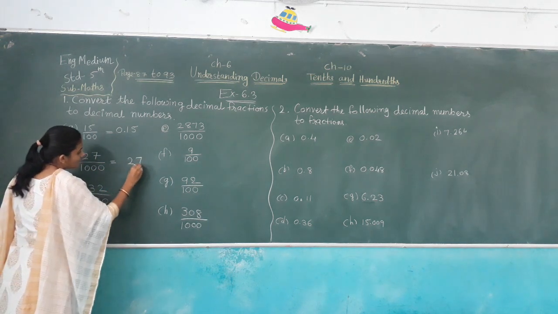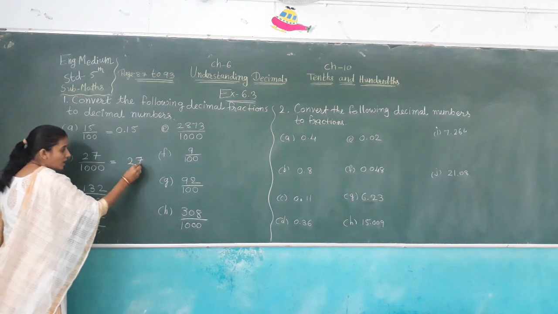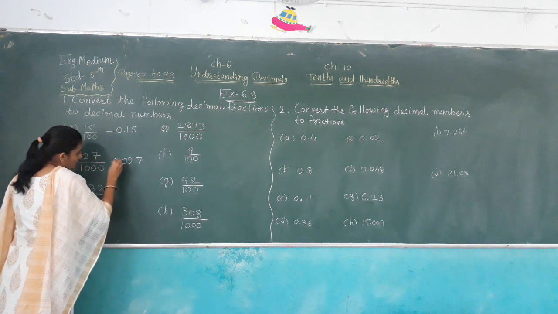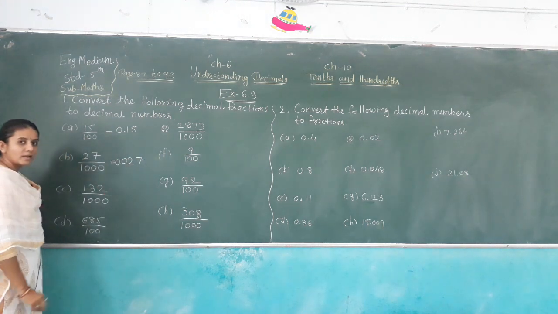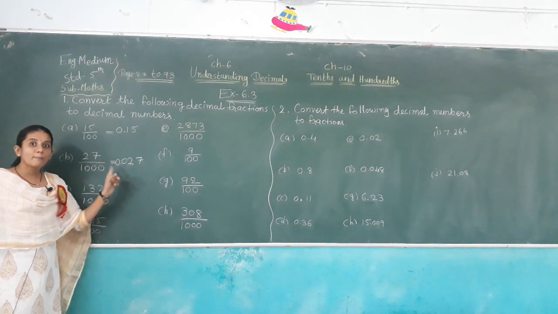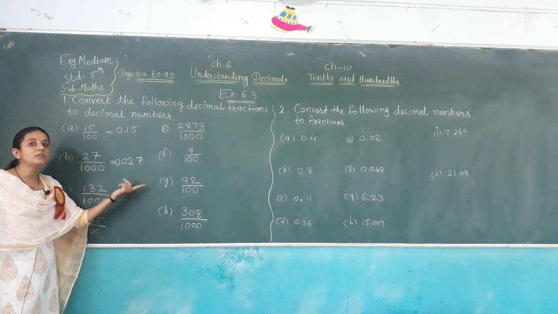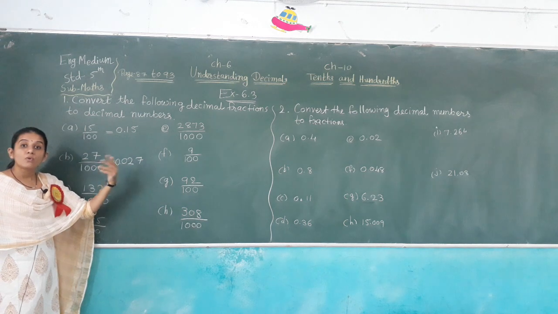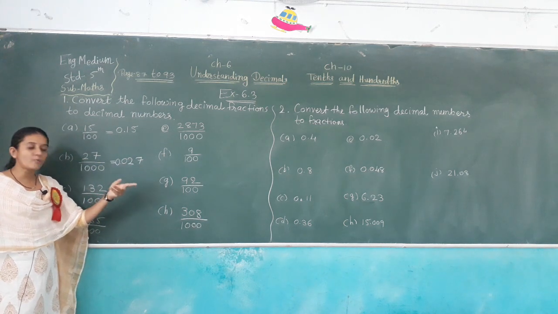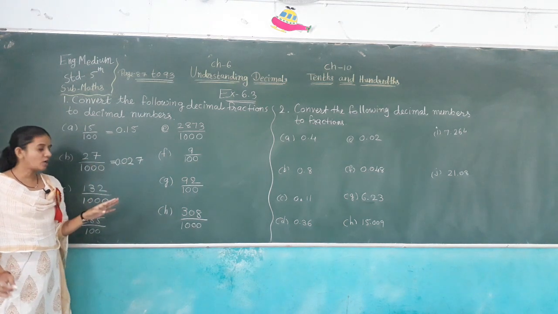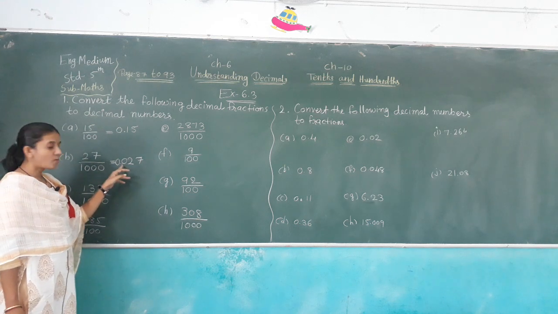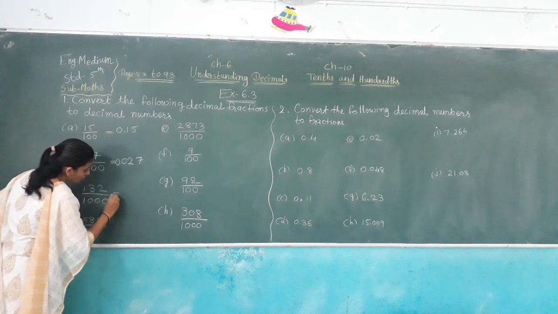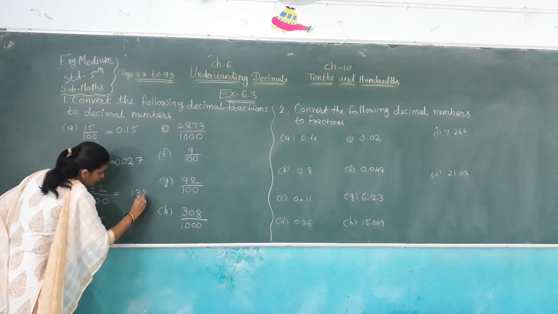Again, 1, 2, 3. Here write 27. Count the digits: 1, 2. Here 3 zeros. Keep here 0.0. Keep here a 0, but you keep 0 before the digit, not after. After the digit the value becomes more, and before the digit the 0 does not change the value. So here keep 0.0, 1, 2, 3.